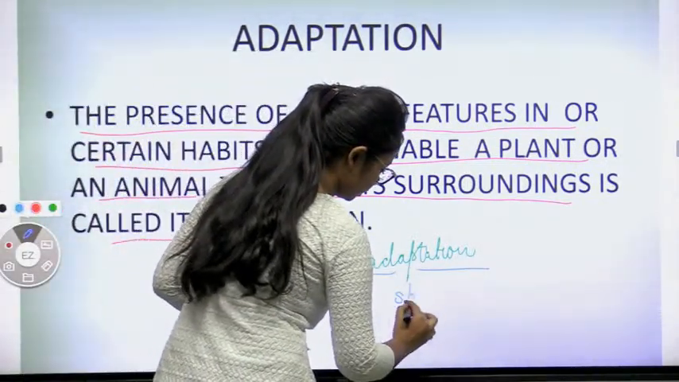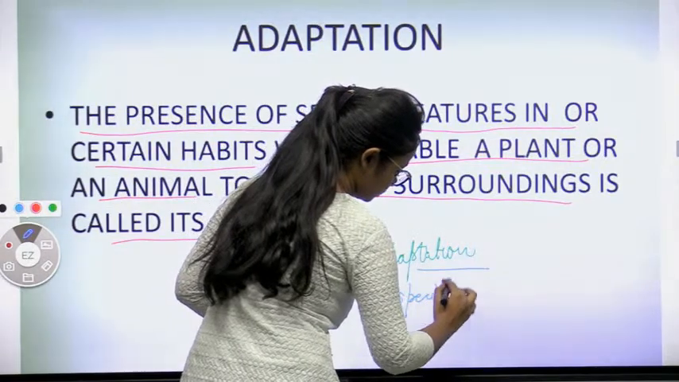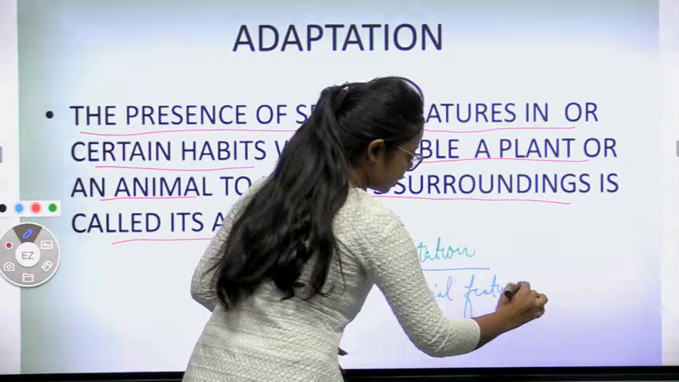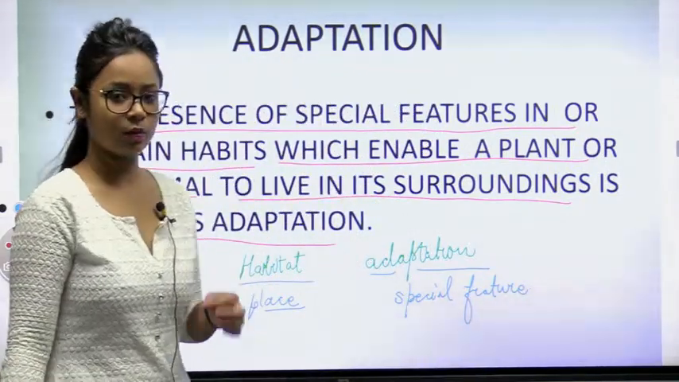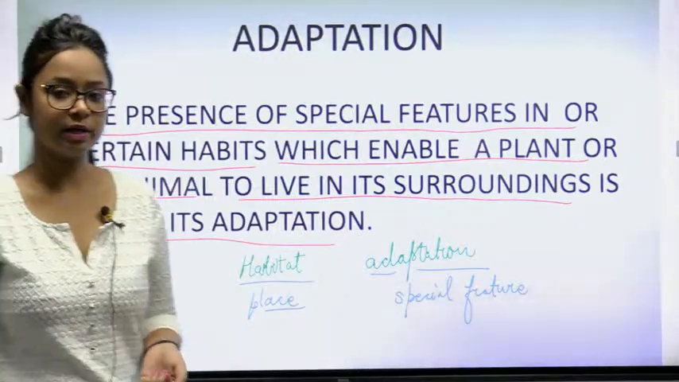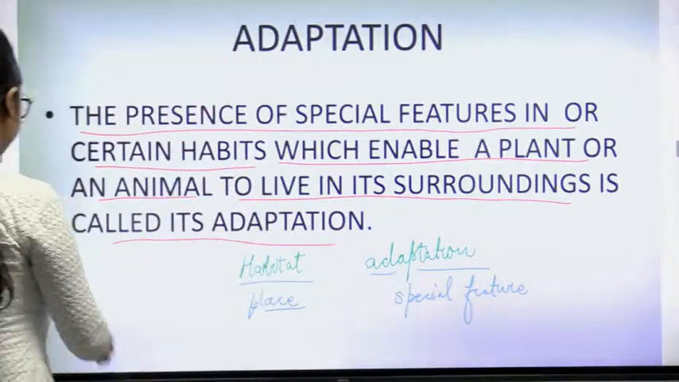Special feature in their body, special, which enable them to live in their surrounding. Okay, which enable them to live in their surrounding is called its adaptation. Clear?